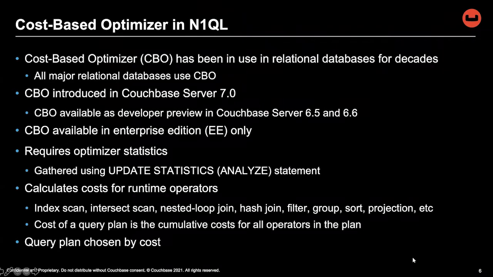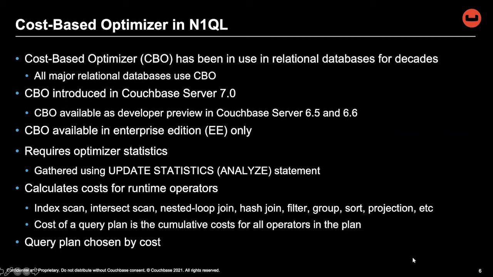So the relational databases went through sort of a natural evolution from rule-based optimizer to the cost-based optimizer. Most of them started out with rule-based optimizer, just like we did. And then after a while, they all migrated to a cost-based optimizer because of the advantages of a cost-based optimizer over the rule-based optimizer. So in N1QL or Couchbase, we're going through a similar evolution. We started out with a rule-based optimizer, and we're now introducing a cost-based optimizer.